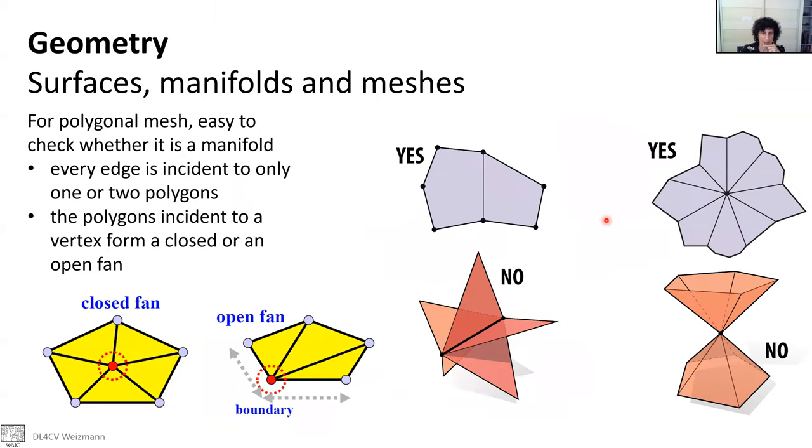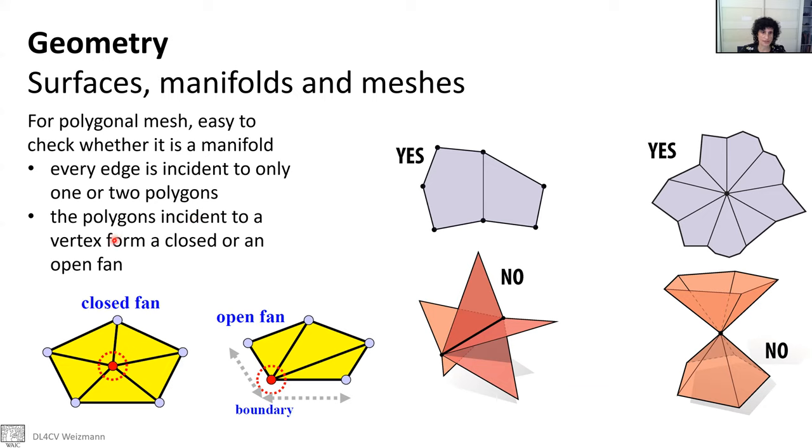It turns out that when you speak about a polygonal mesh or triangular mesh, like what we spoke about before, it's very easy to check whether you have a manifold or not. There are some rules, as follows. Every edge is incident to only one or two polygons, no more than that. Here, for example, it is incident to more than two polygons, and this is not a manifold.